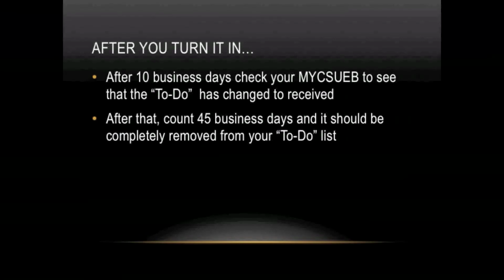After you have mailed and faxed your forms, you can count 10 business days and the forms should have been received by our financial aid office. To check this, you can log back into your MyCSU EB. When you click on the details of the to-do, the status of your forms should have been changed from initiated to received. After you verify that, you can count 45 business days from that date and it should be completely removed from your to-do list.